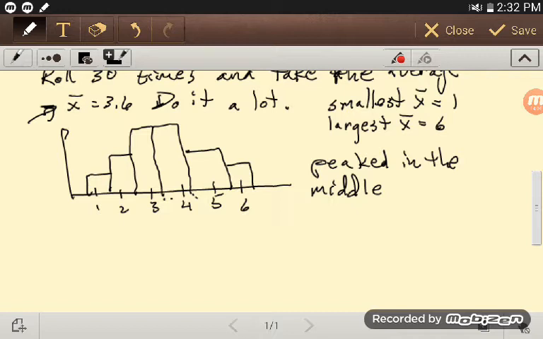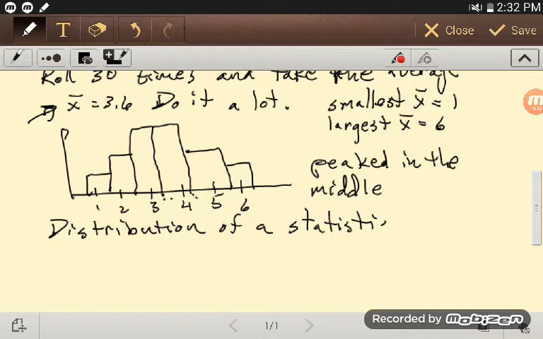So if we look at our distribution of a statistic, and again, a statistic is just a computation from data. So it could be the average, it could be the minimum, it could be the maximum, it could be the standard deviation. Those are all statistics.